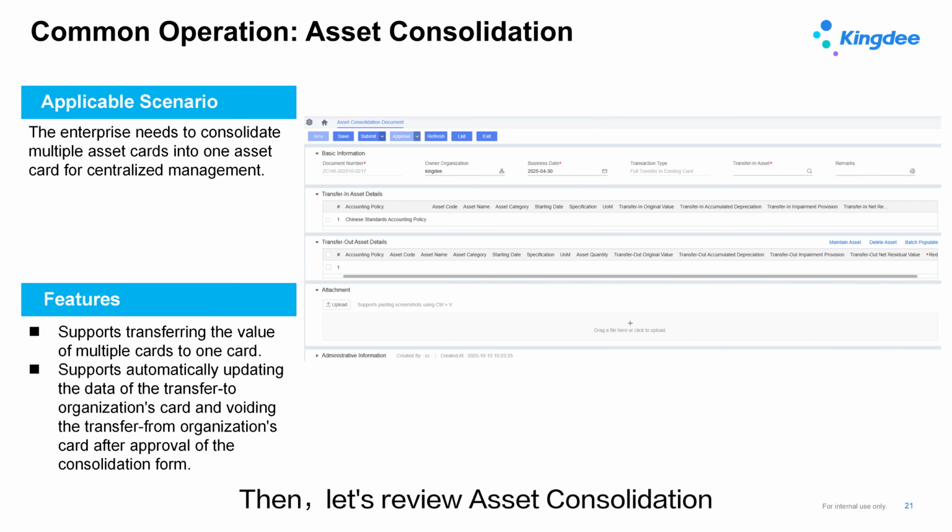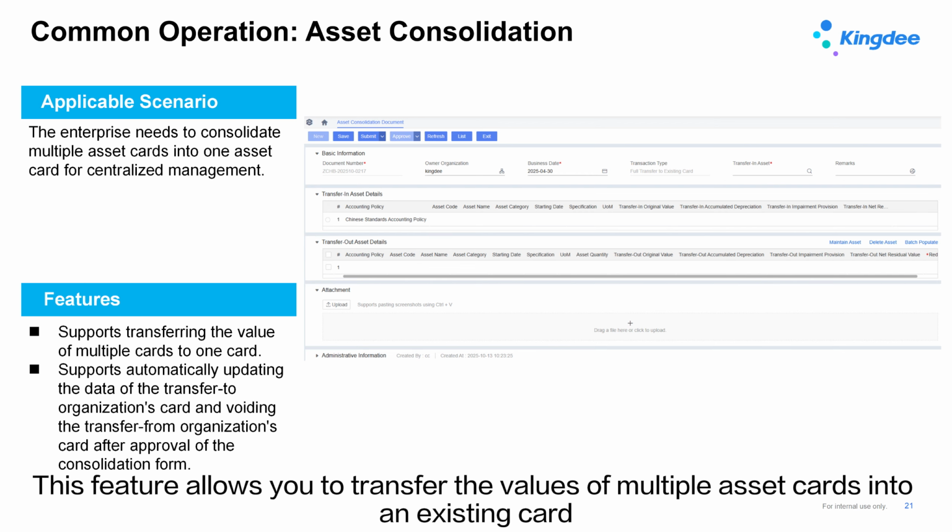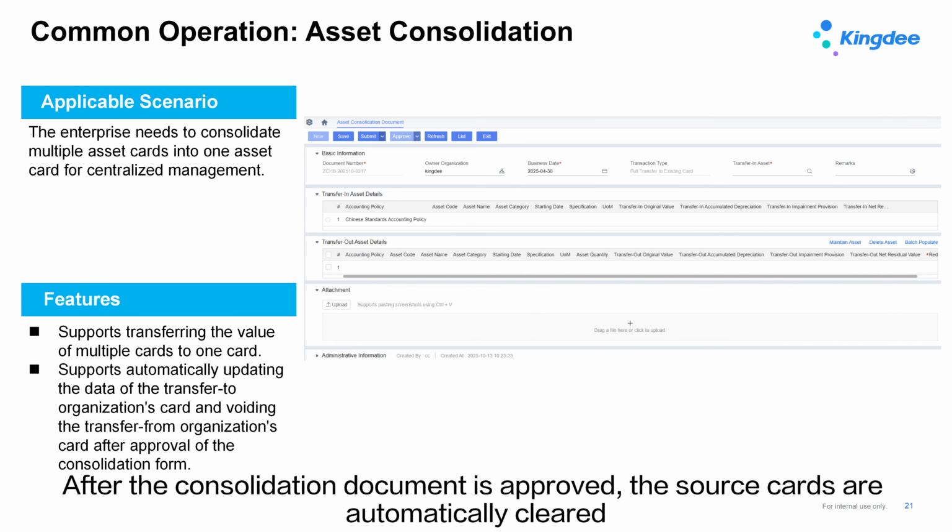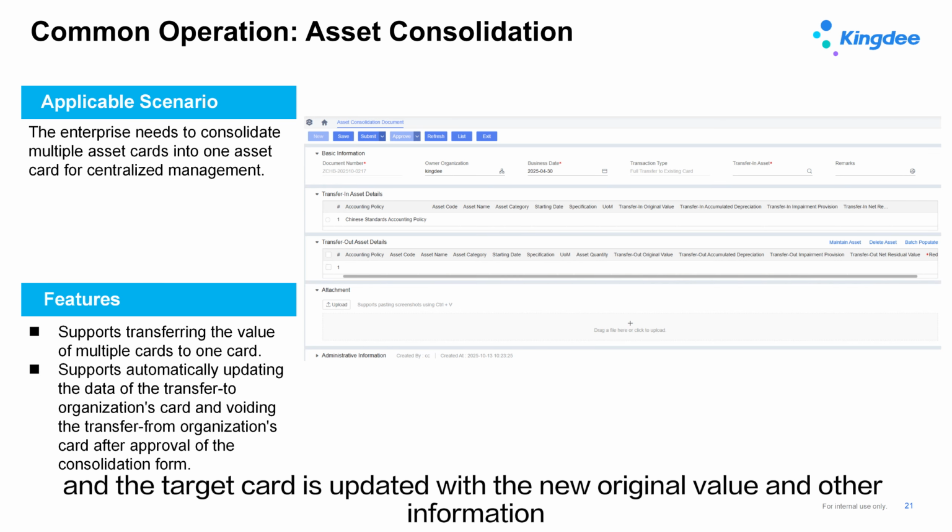Then, let's review asset consolidation. This feature allows you to transfer the values of multiple asset cards into an existing card. After the consolidation document is approved, the source cards are automatically cleared, and the target card is updated with the new original value and other information.